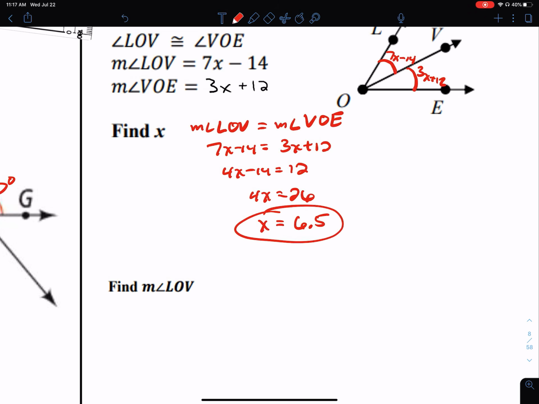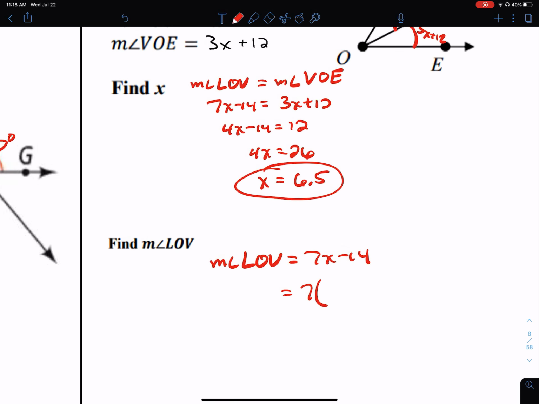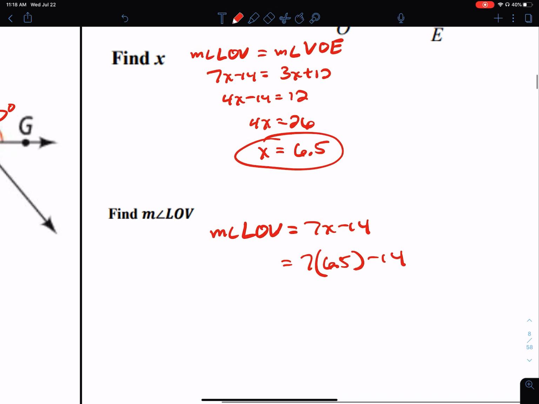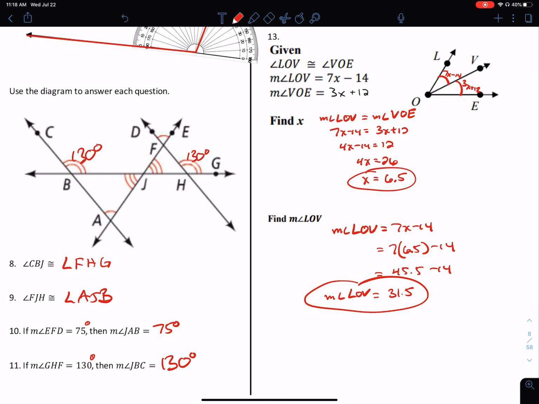Find the value of x. Hey, we did that. Find the measure of angle LOV. Well, the measure of angle LOV, according to our picture, is equal to 7x minus 14. So we get 7 times 6.5 minus 14. 7 times 6.5 is 45.5. You subtract 14 from that, you're going to get 31.5. All right, well, that concludes the notes.